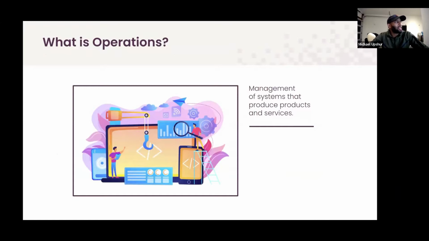Operations is the management of systems that produces products and services. From my experience, many people overcomplicate the simplicity of what operations is. In its purest form, it's the management of how we actually get things done. The reason why I mentioned that you all are individually and collectively a business is because you produce results by the decisions you make every day.